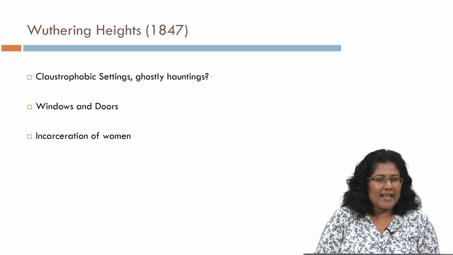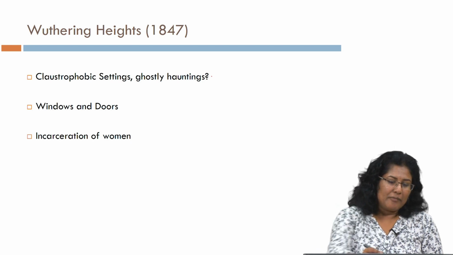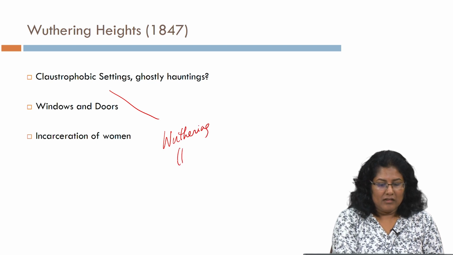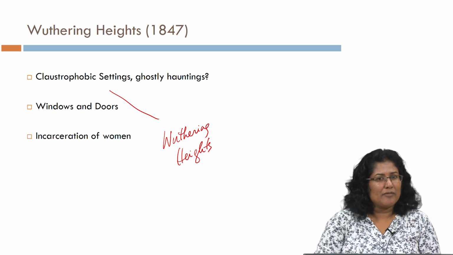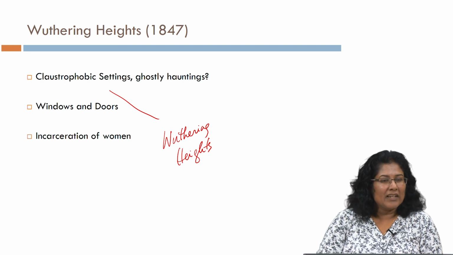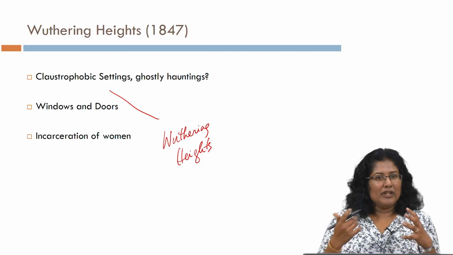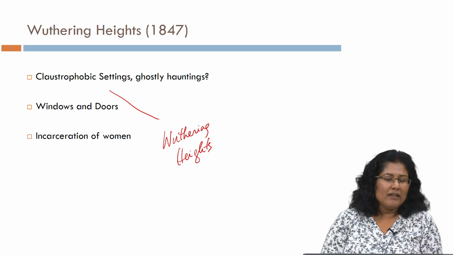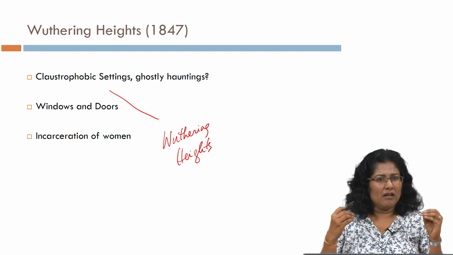Now, Wuthering Heights has a lot of claustrophobic settings, and the primary setting is the house of Wuthering Heights itself. In one of the most atmospheric scenes in literature, at the beginning of Wuthering Heights we have the child ghost of Catherine Earnshaw trying to get into the house, and apparently that is witnessed by the slightly clueless narrator, Mr. Lockwood. So we do have tangible ghostly hauntings, at least according to the narrator, Mr. Lockwood, in Wuthering Heights.